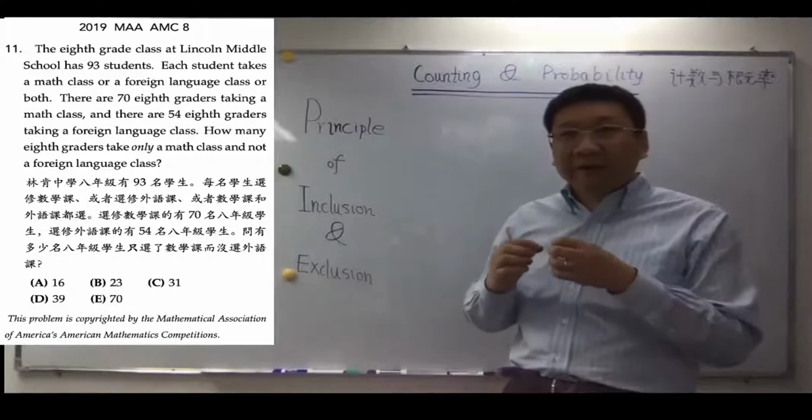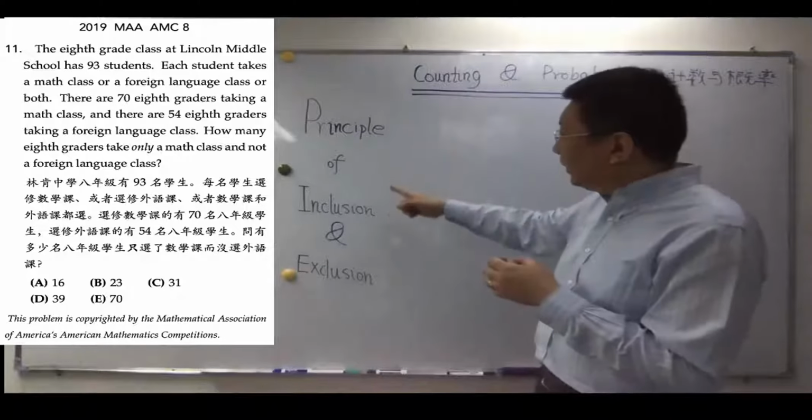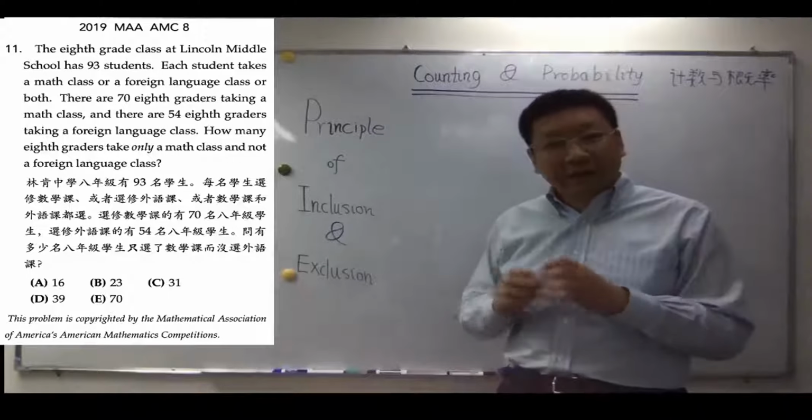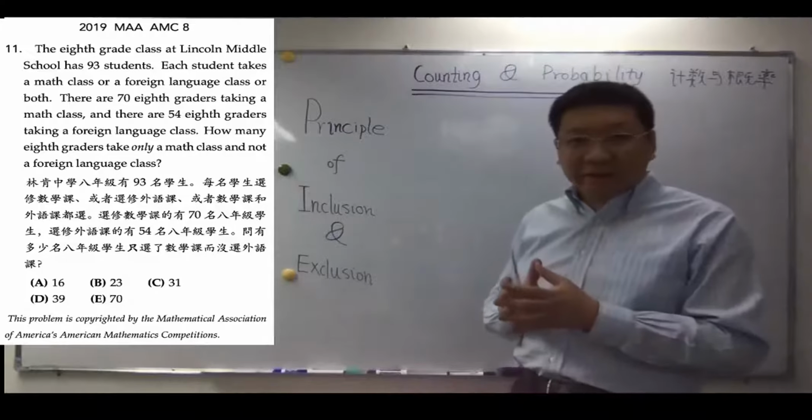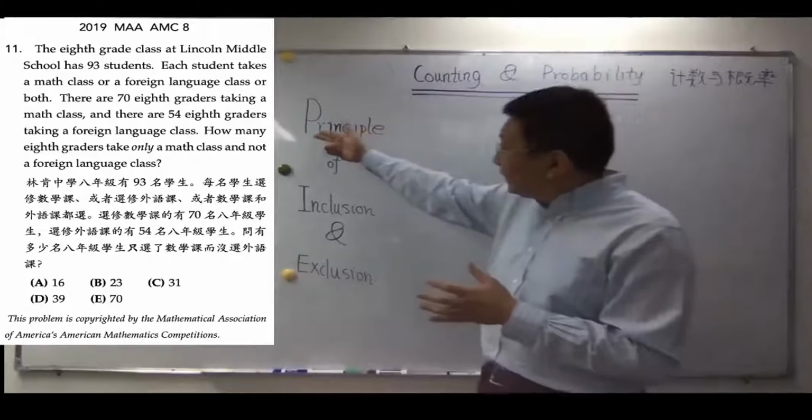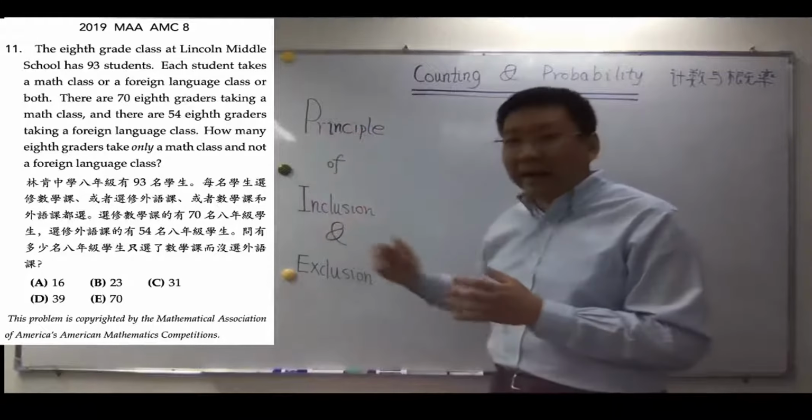What is the formula? There is a formula called the principle of inclusion and exclusion. If you haven't learned this formula, you can Google it and see what it means. But it has a nice name. It is called PIE, pie.